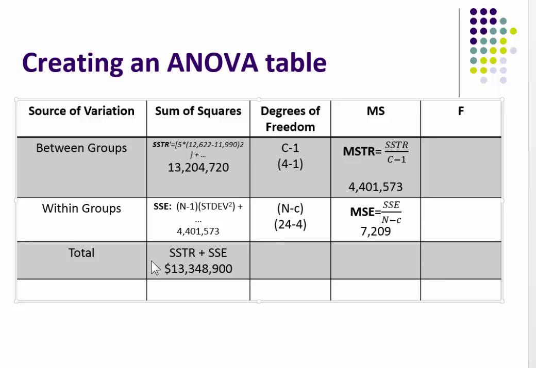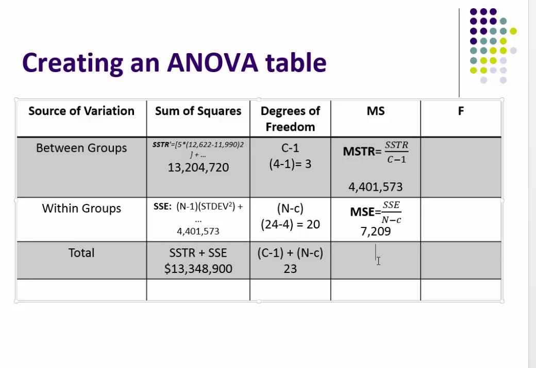So the first total we put in here is the SSTR plus the SSE, which gives us this lovely number here of 13,348,000. And then we need to add this degrees of freedom column down. I just gave these final numbers because I had left that off. So here we're going to do C minus 1 plus N minus C, which is going to be 23 in our case.